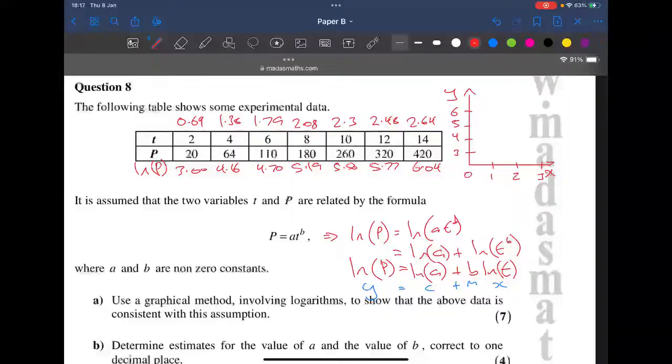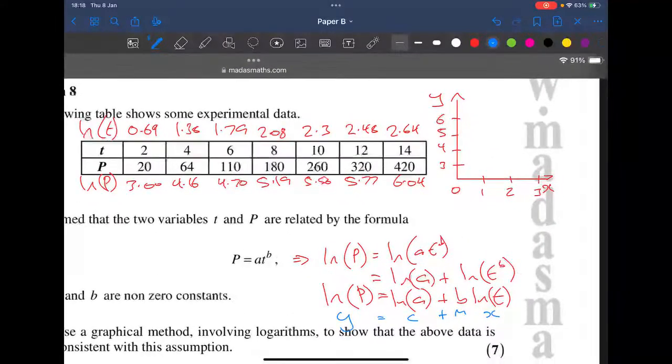So yeah, we need to be plotting log t and log p. Like x is log t, y is going to be log p. So doing that, what do we get? We get 0.69 and 3. So something around about there. Then we get 1.38 and 4.16. So roughly doubled, 1.38 and 4.16. Then we get 1.79 and 4.7.